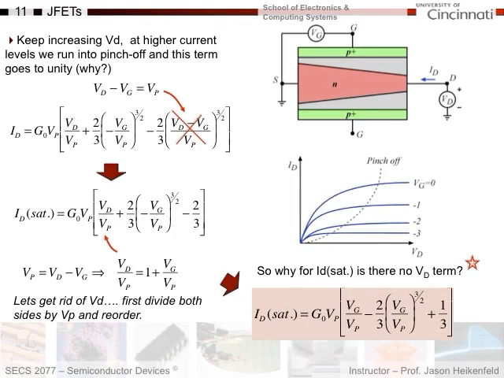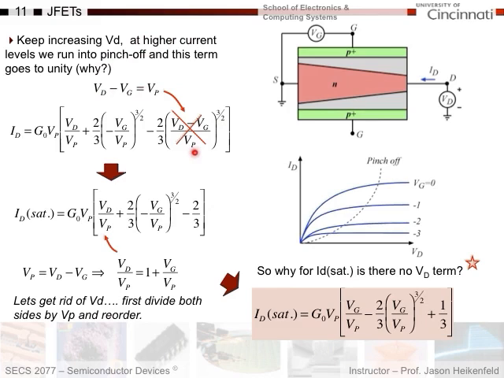Okay, so again, we said the previous equation was for low current levels, meaning that I'm out here where I have sort of a linear response. What happens when I get to the point where this thing pinches off and starts to saturate with the current? Well, if we keep increasing our drain current, we run into pinch off, and this term here goes to unity.